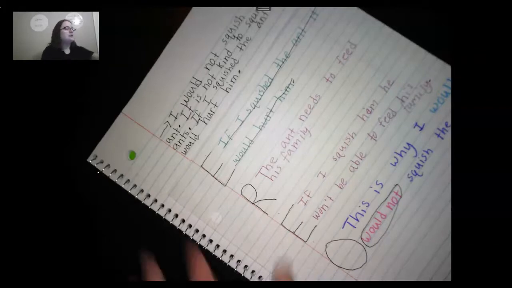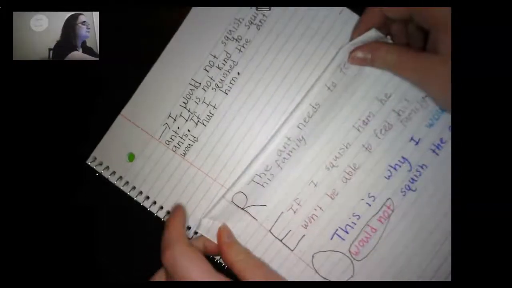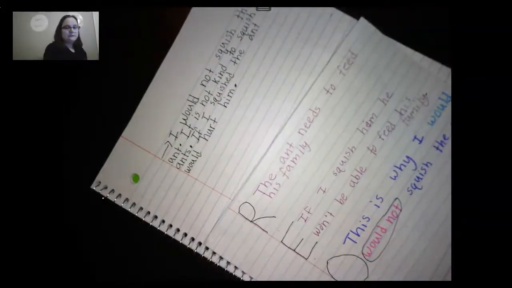Awesome job, friends. Okay, so I'm going to fold my paper again. So I'm going to go to the top of the R, because that's where we're at. Okay. And we're just going to keep going, because we're just writing what we wrote here up here.